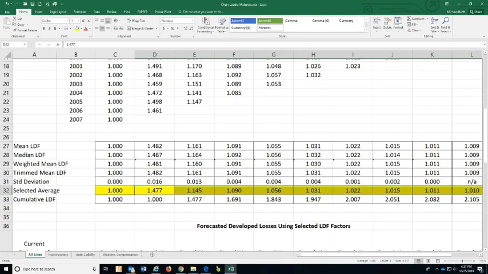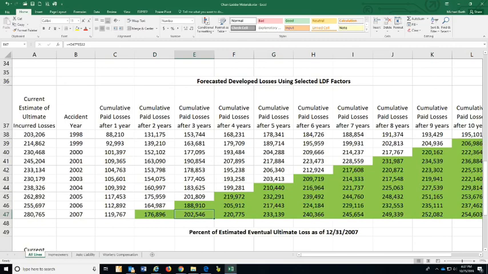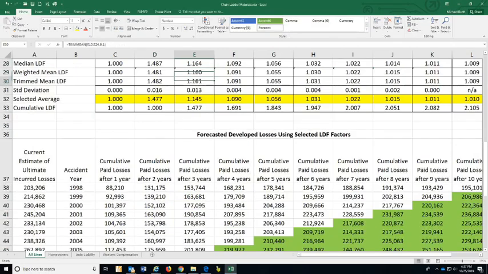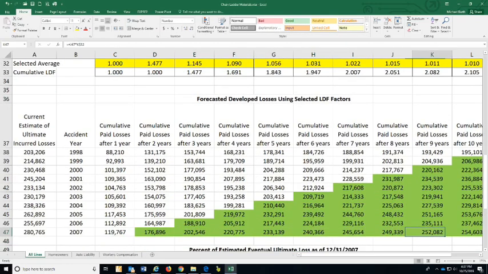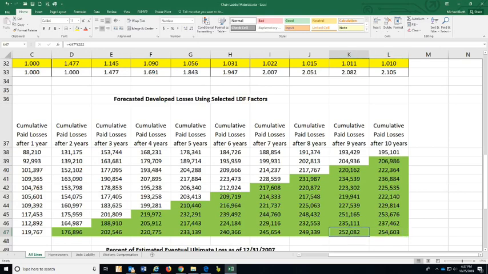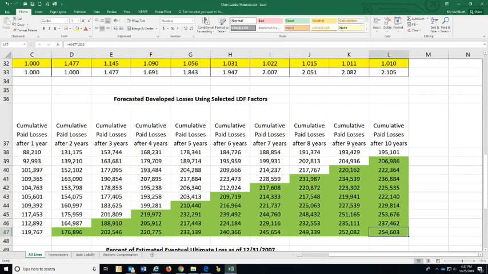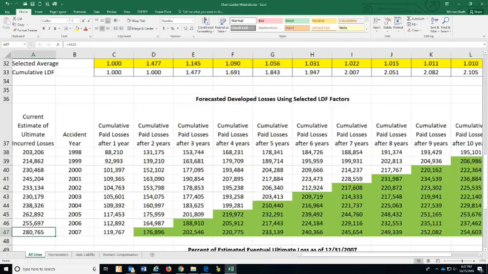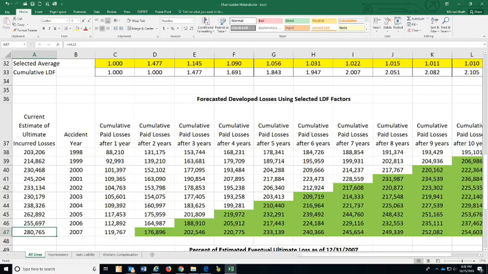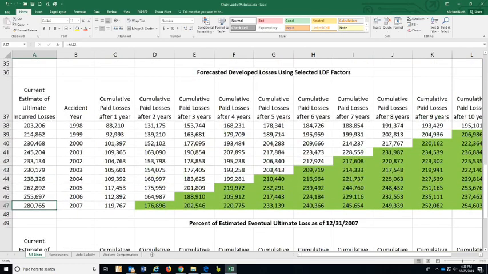But here's the rest of the story. Right underneath here, see where the green is? It's taking your loss development factors that you select, and it's forecasting out the rest of these numbers over time. Okay, so given the numbers I selected, if at 119,767,000,000, it's going to go out here and forecast the amount cumulative paid for each period. But notice that after 10 years, you only get up to 254 billion of the 280 billion that the industry was forecasting in 2007.